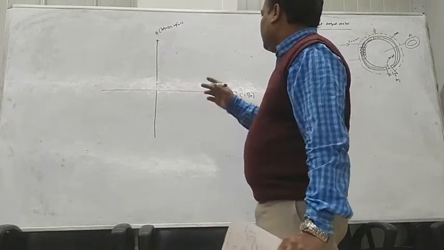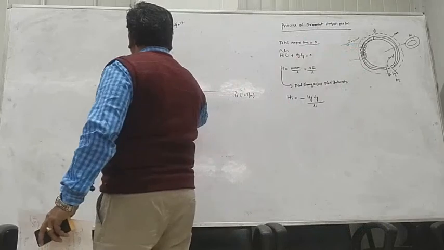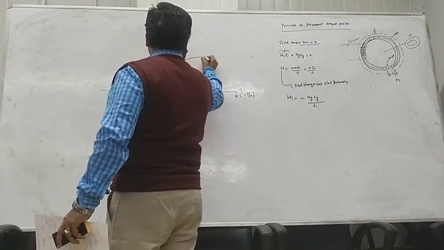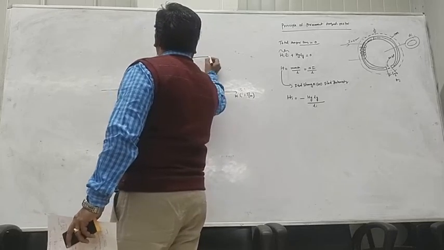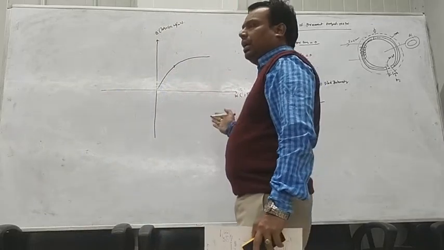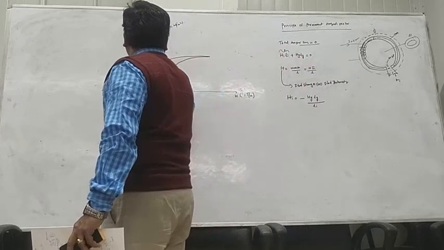For this permanent magnet, this is the saturation point, and this is for ascending values of field current. If you are increasing the field current like this, then for descending values of field current, it traces like this.